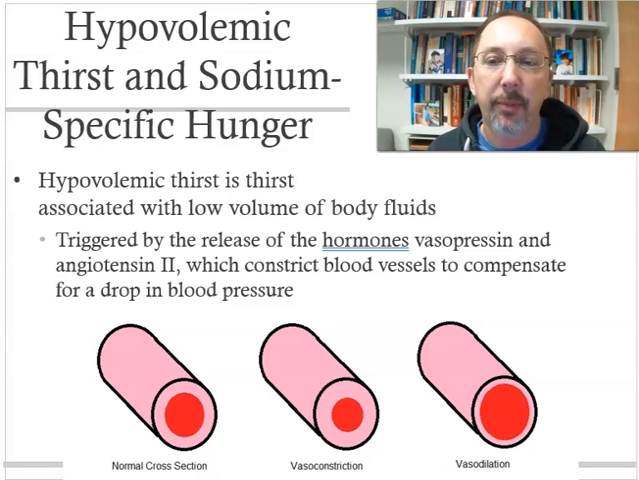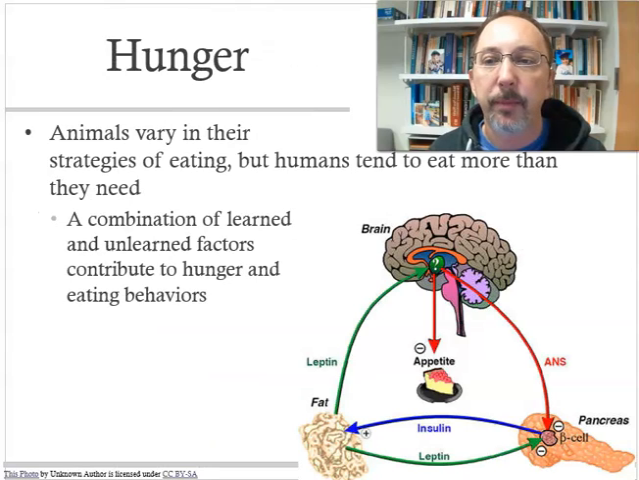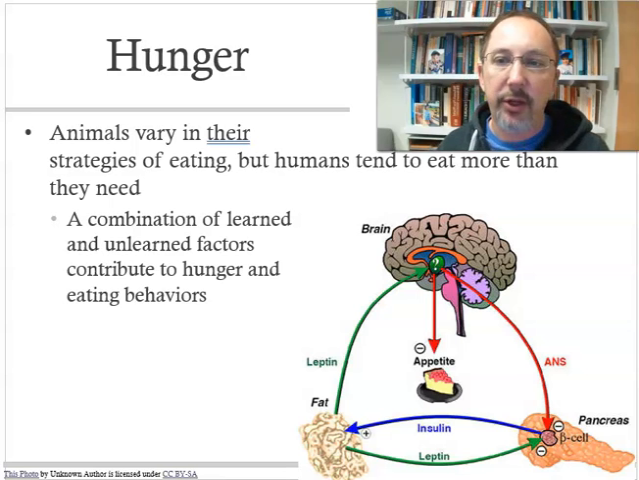So osmotic thirst is triggered by too much salt. Hypovolemic thirst is triggered by liquid loss. So if you wanted slightly salty water, if you wanted something like a soda, what kind of thirst is that? Osmotic or hypovolemic? It's hypovolemic. We also have something called sodium-specific hunger, which is a strong craving for salty foods. So you want something that is salty, and this is a certain type of hunger, which is related to low solute in your body.